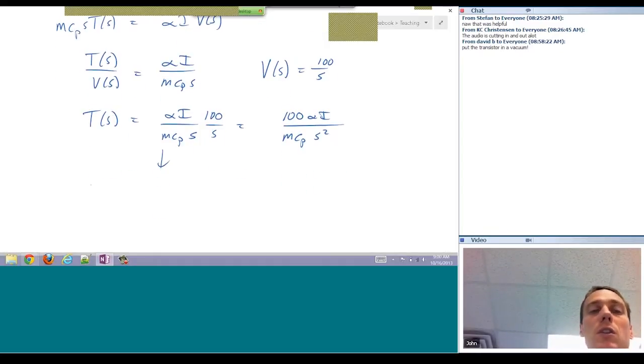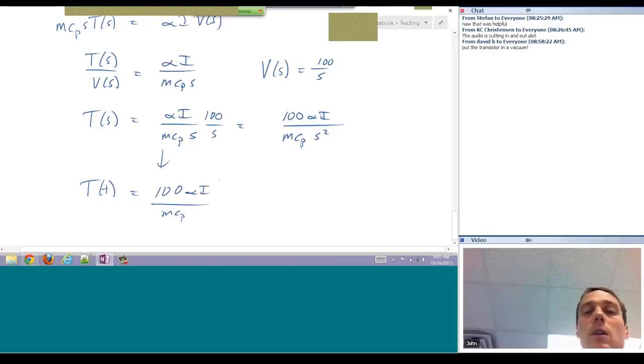So temperature as a function of time. What do I know about 1 over S squared in the time domain? Yeah, it's just a ramp, right? So I'm going to have 100 alpha I over M C sub P, and then that's just going to be times time. It's just going to be a ramp. So as I give my voltage input, a step of 100, the temperature is going to start at ambient. Temperature is a function of time. This is my voltage as a function of time.